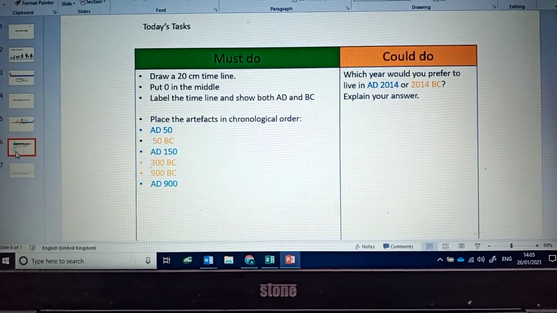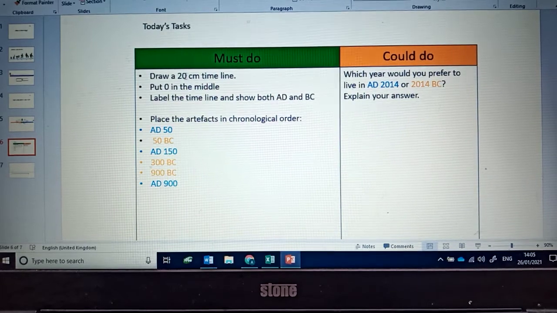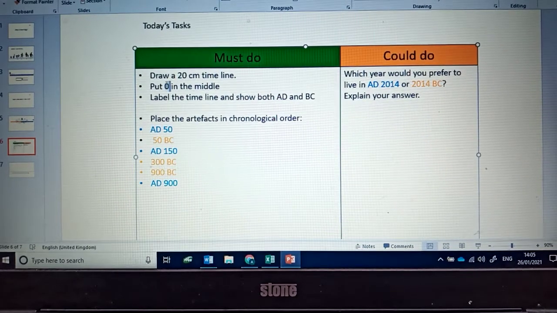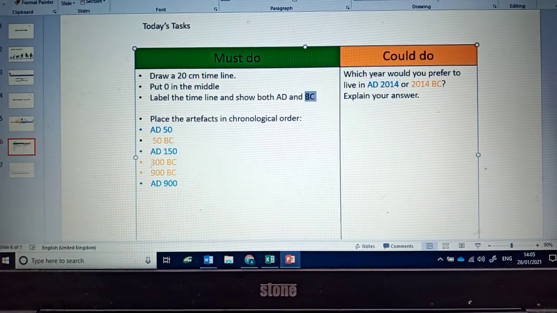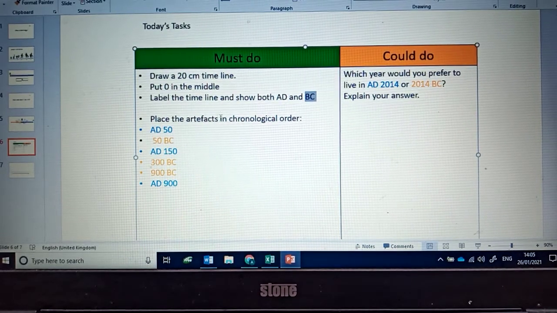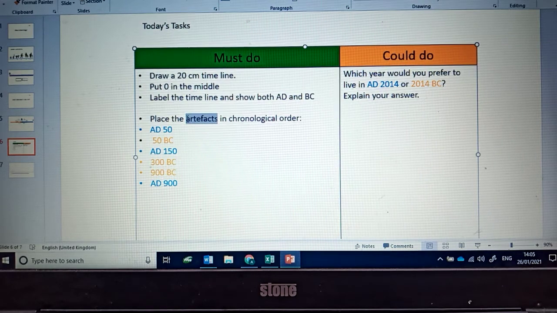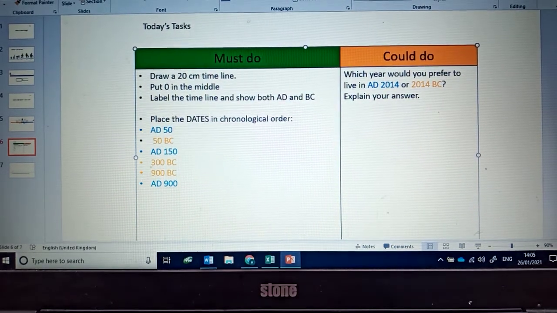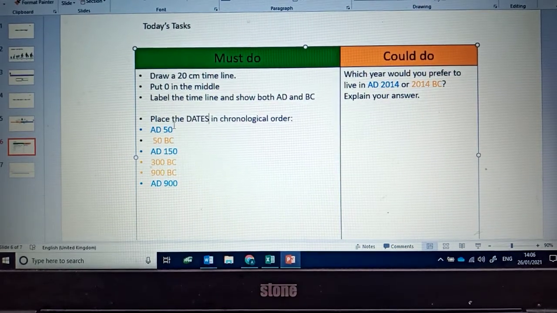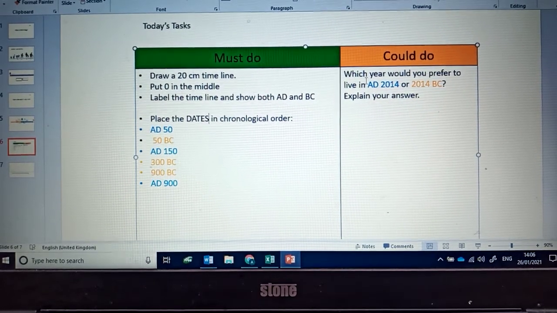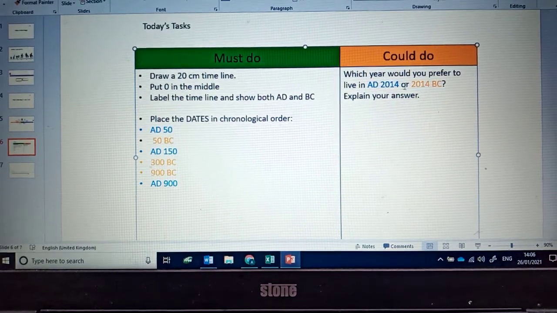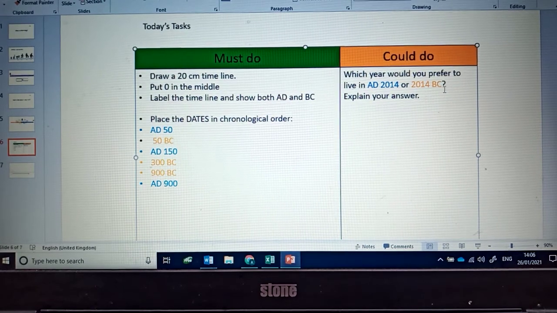Your task this afternoon is to draw a 20 centimetre timeline, put your 0 in the middle, and show me both AD and BC dates. And then place these, we'll just do dates actually today, place the dates in chronological order, just like I've done. You could do, if you wanted to, explain which year you would prefer to live in, AD 214 or 214 BC. Okay, love to see what you do.